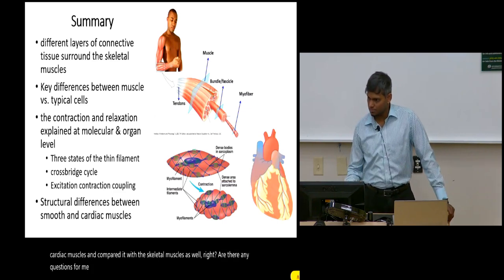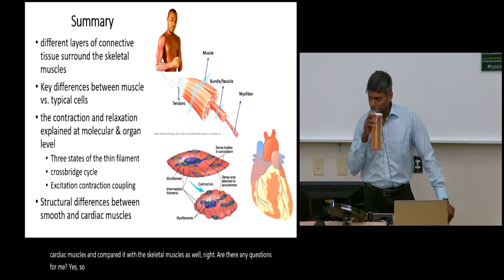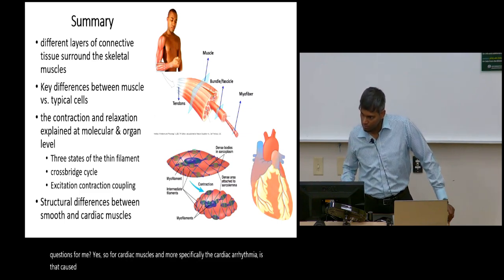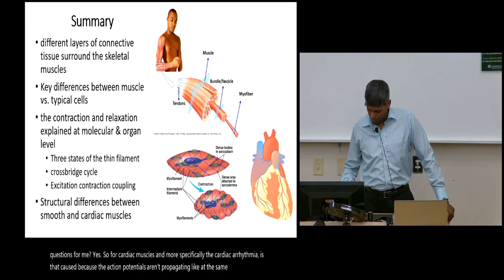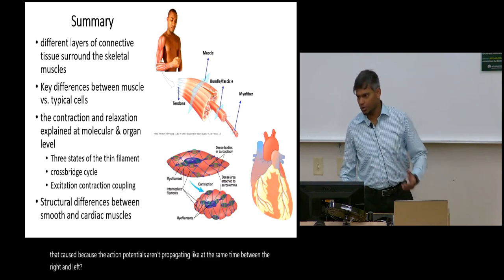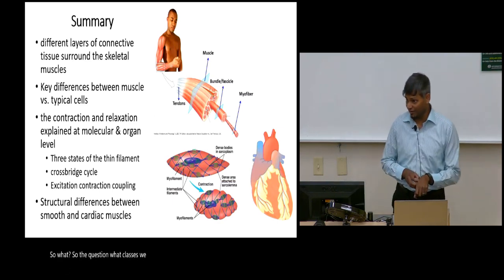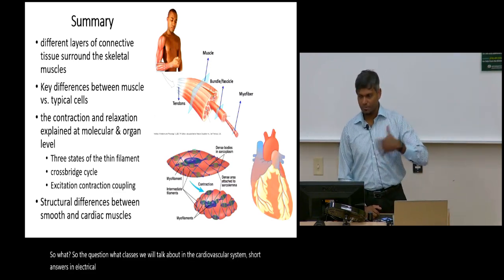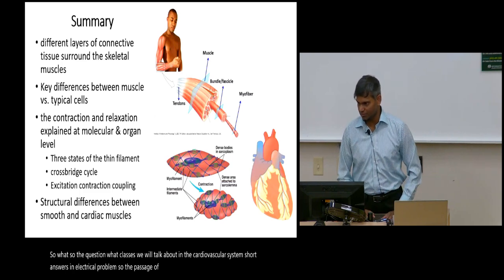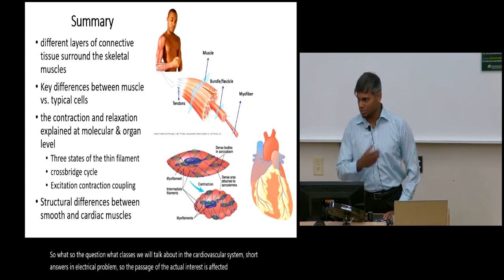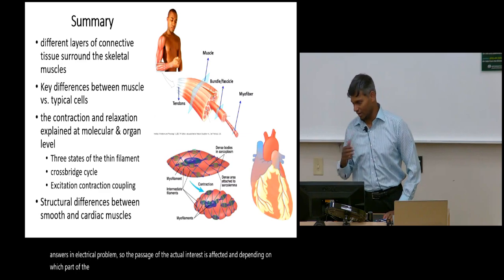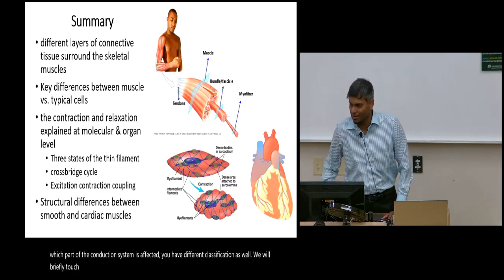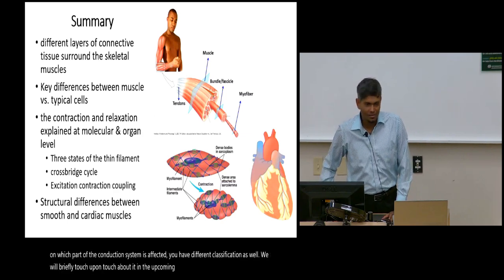Yes. So, for cardiac muscles, and more specifically cardiac arrhythmia, is that caused because the action potentials aren't propagated at the same time between the right and left atrium? So the question, what causes cardiac arrhythmia? We'll talk about it in the cardiovascular system. Short answer is an electrical problem. So the passage of the action potential is affected, and depending on which part of the conduction system it's affected, you have different classifications as well. We'll briefly touch on it in the upcoming lectures. You seem very excited.